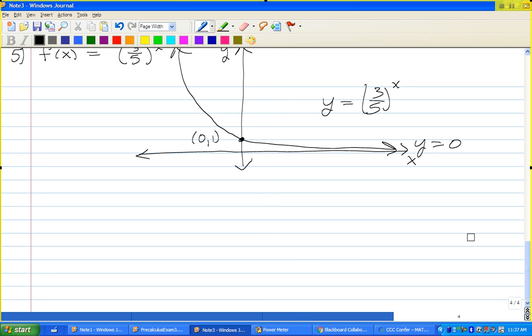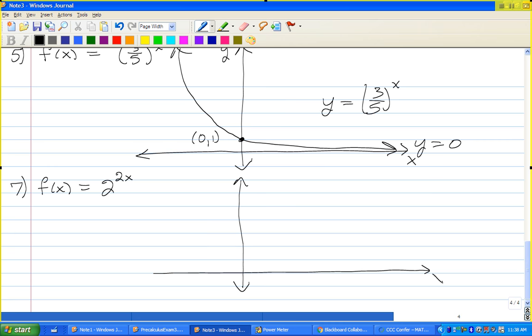7. f of x equals 2 to the 2x, which is actually the same as f of x equaling 4 to the x, since 2 squared is 4. So the graph will look something like this.